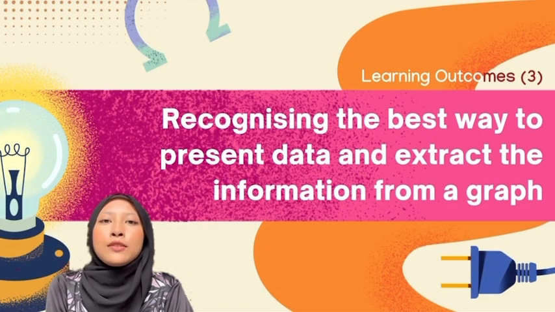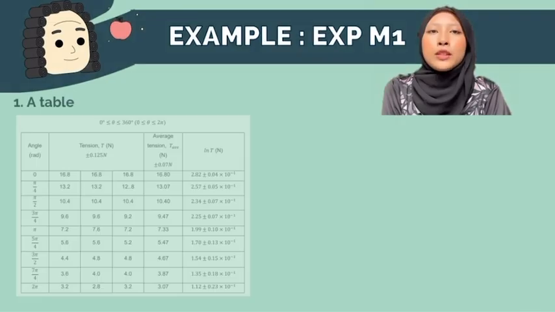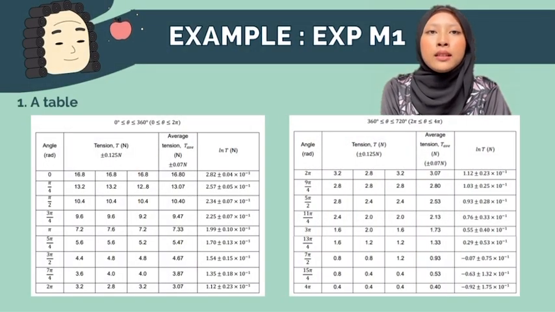Last but not least, the third learning outcome, which is recognizing the best way to present data and extract the information from a graph. So, when to use a table? A table is ideal for presenting precise numerical values such as the tension at specific angles, which is T, average tension, which is T average, and their natural logarithms, which is ln T.